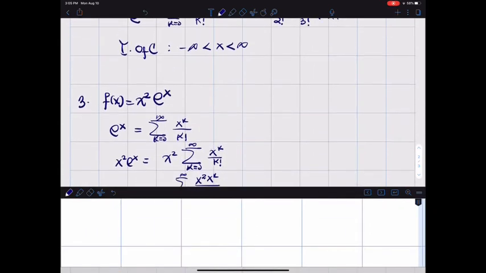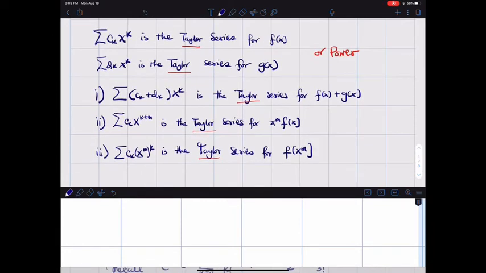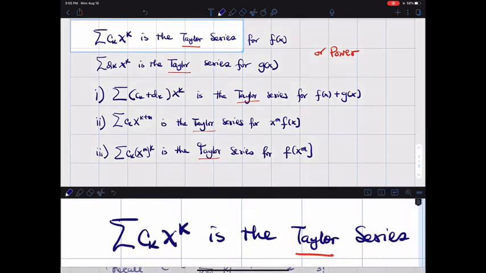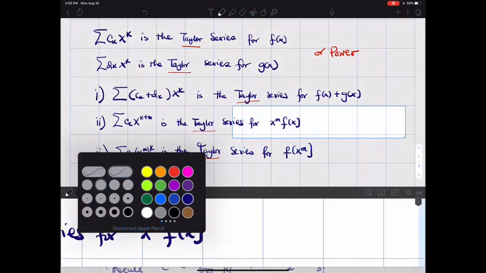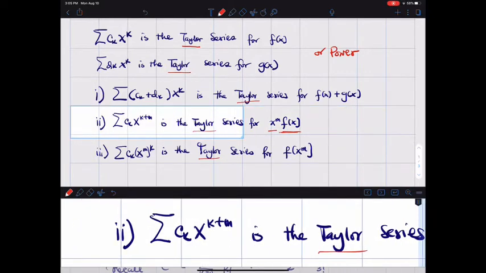So in this third example, we made use of the second part of our theorem for our result here. e to the x was f of x, and x squared was x to the m, and we just ended up having this representation for the Taylor series.